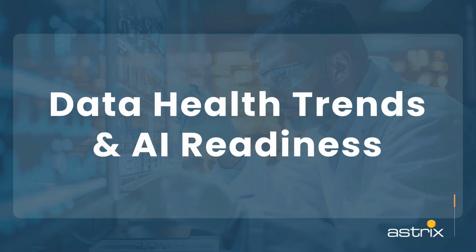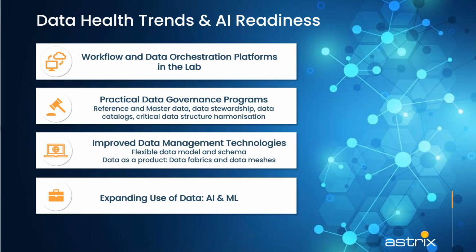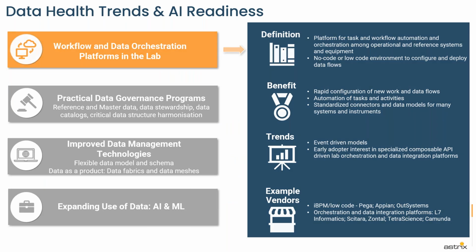So let's look at some of the current industry trends around data health and AI readiness: workflow and data orchestration platforms, practical data governance programs, improved data management technologies, and expanding use cases of data like AI and machine learning. When you look into workflow and data orchestration platforms in the lab, there are platforms now emerging to automate tasks and workflows within your lab, and that can also act as an orchestration layer among the operational and reference systems and equipment. It creates a no-code or low-code environment to configure and deploy your data flows. So some of the benefits when you look into that.